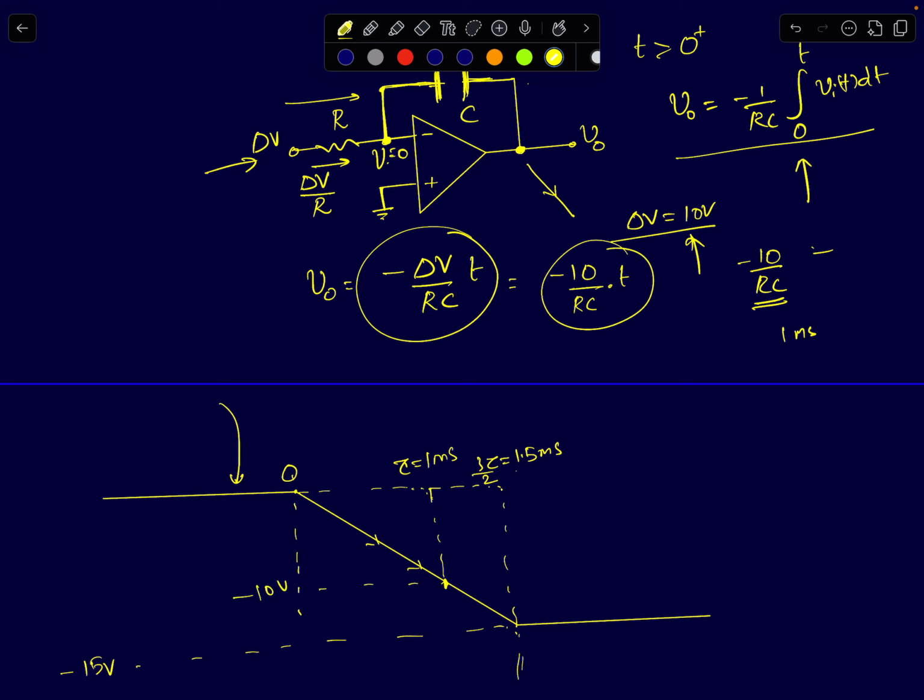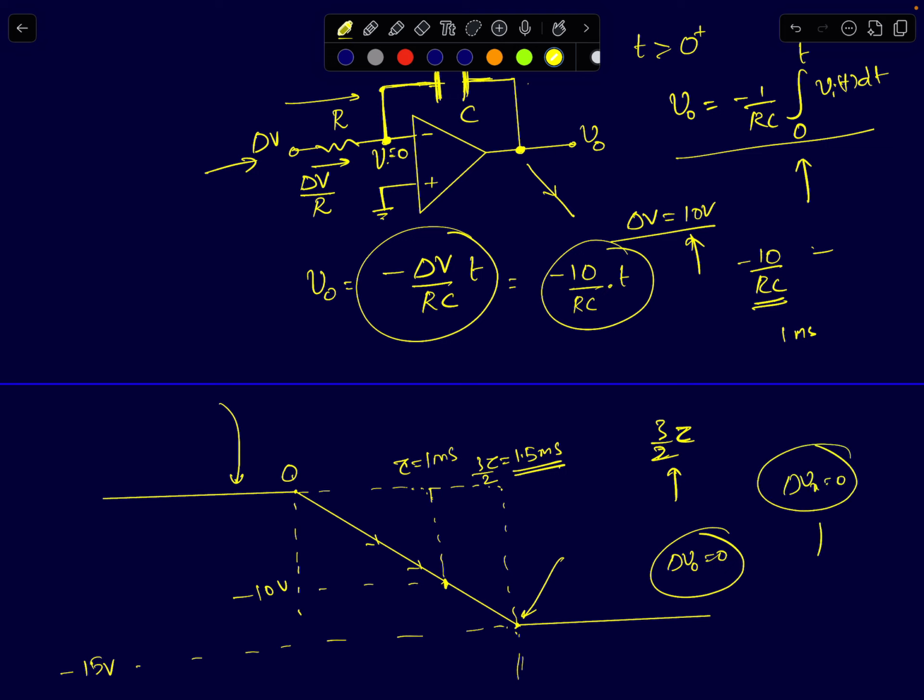And at t equal to 1.5 milliseconds, that is 3 by 2 time constants, it would reach minus 15 volts. At this point, we have reached the saturation voltage. Now even if you inject any current into the capacitor, the output voltage cannot change. Delta V0 becomes equal to 0. If delta V0 is 0, then there is no feedback in the circuit. Even if you are injecting current, there is no change in the output. Therefore, there will be no change in the inverting terminal as well. So at that point, delta Vx becomes 0.